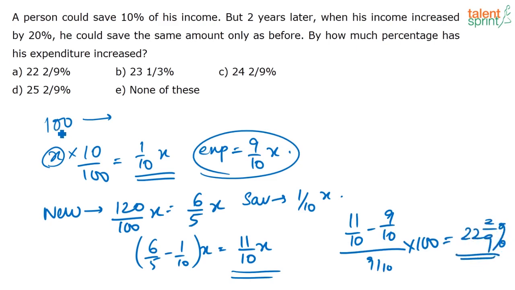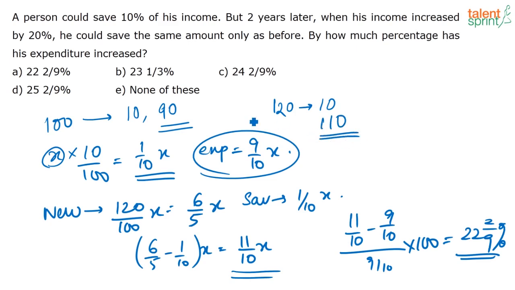Other than that, the easier way would be to try to put in numbers. You can put in the options, you can take 100 as his income. So he is saving 10% of his income, means he is saving 10 rupees, remaining 90 rupees he is spending. Now what has happened? His income has increased by 20%. So now his income is 120, out of which he is saving the same amount, only 10 rupees. So what is his expenditure? His expenditure is 110 rupees.